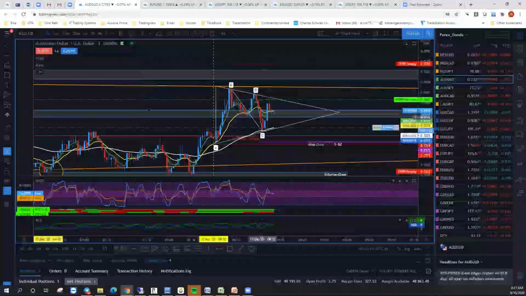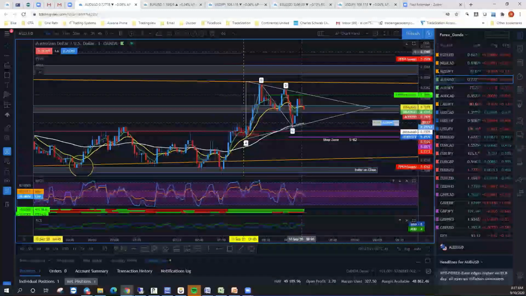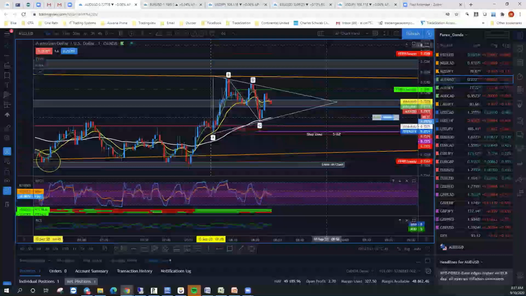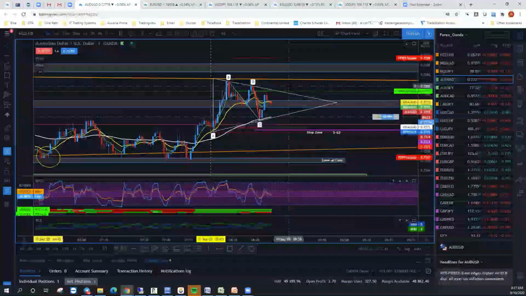My New Zealand trade stopped me out. Did it? Mm-hmm. It's moving much like the Aussie. Yes, I didn't want to get into both of them with the same patterns that they're doing. Yeah, they move very similarly. They're almost like clones. Yeah.